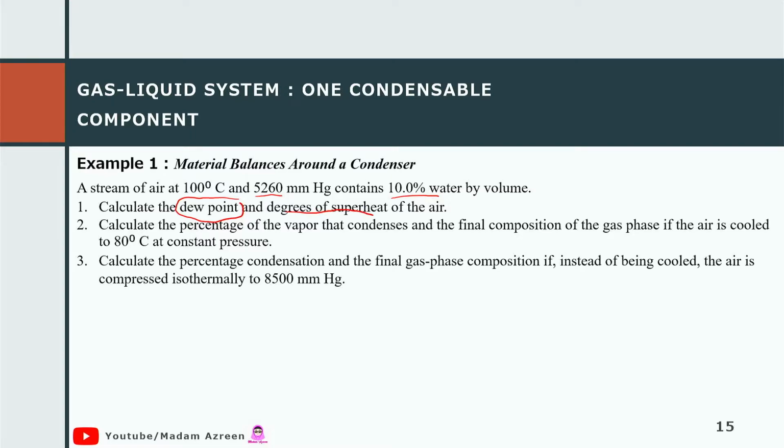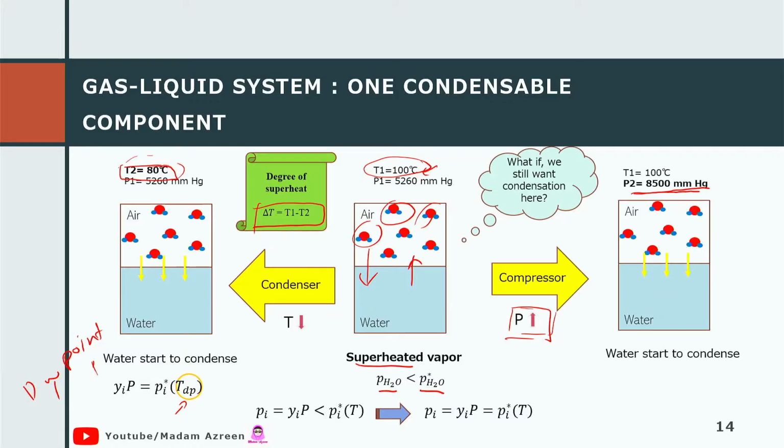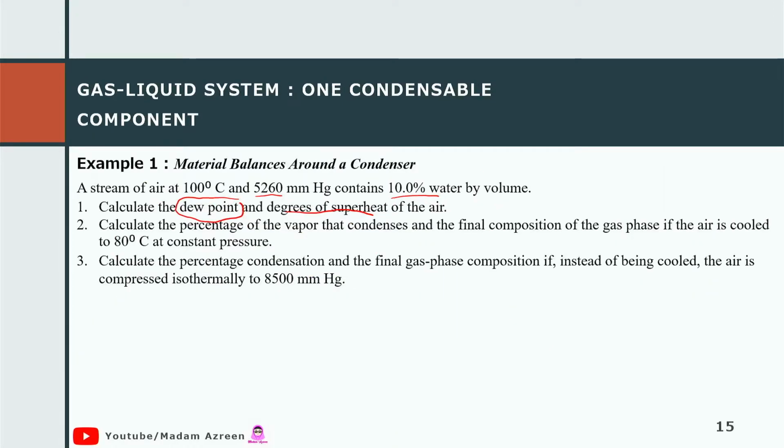Okay, I forgot to introduce to you this one. Okay, the degree of superheat meaning to say initial temperature minus final temperature. Perbezaan ini dinamakan degree of superheat. Okay, so kamu kena kira ni.